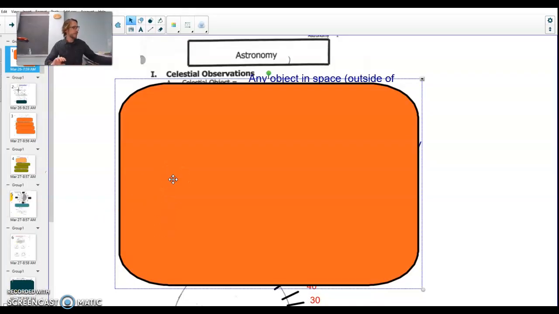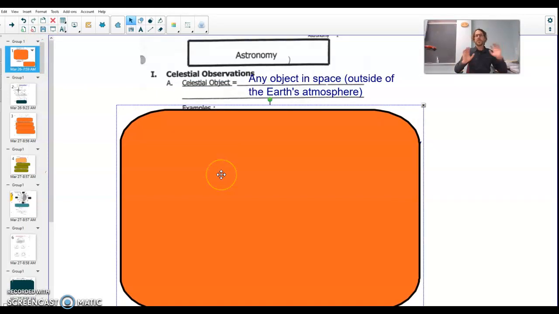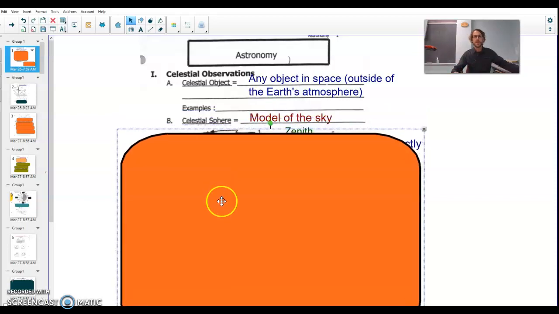Okay, people, so let's start taking a look here. First, the very first thing we want to do is define a celestial object. A celestial object is any object in space outside of the Earth's atmosphere. Once you leave the atmosphere of the Earth, you're looking at what's called a celestial object. It could be a star, a planet, an asteroid, a meteor, another galaxy, anything that's outside of the rocky portion of the Earth, the water of the Earth, and the air of the Earth. We call it a celestial object. Examples? Well, I just gave you some.